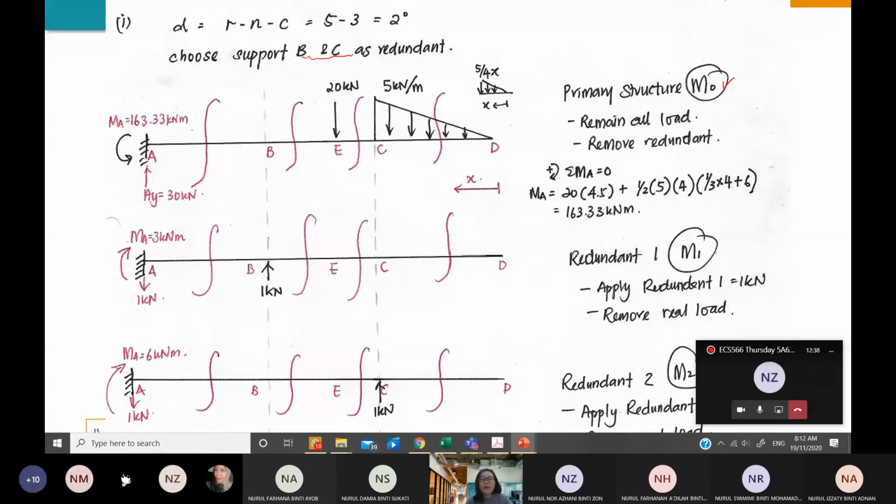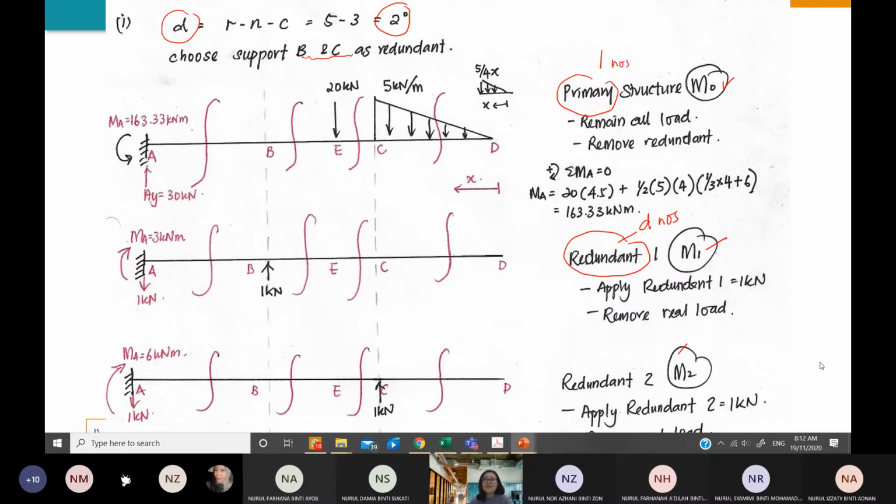So I remind all again: we will always have only one primary structure. So M naught will be only one. And for the redundant structures, you are going to have D numbers. In this case, D equals 2, so you are going to have M1 and also M2.